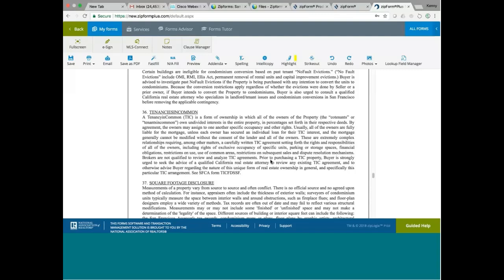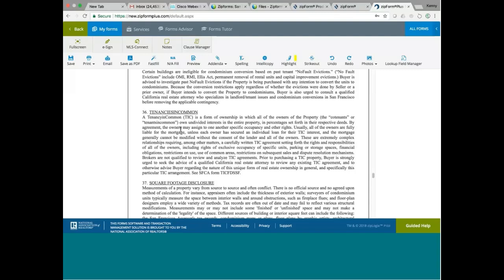So if you're selling in San Francisco, sometimes you need to ask, are you selling TICs, or are you selling the entire 100% interest? Because a TIC might be a fraction of 100%. Okay, that's what TIC means. Now it says here, tenants in common is a form of ownership in which all of the owners of the property own undivided interest in the entire property, in percentages set forth in their respective deeds.